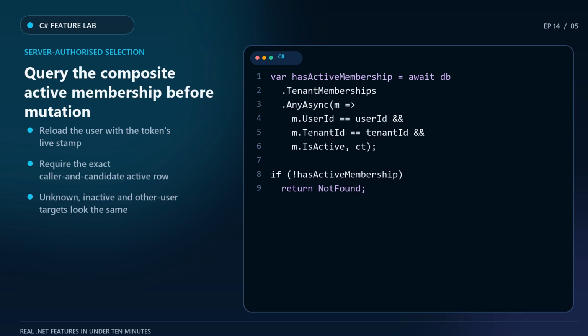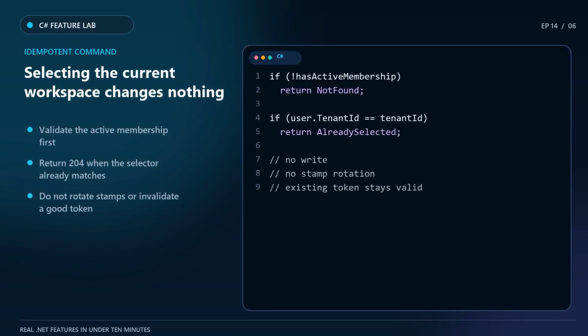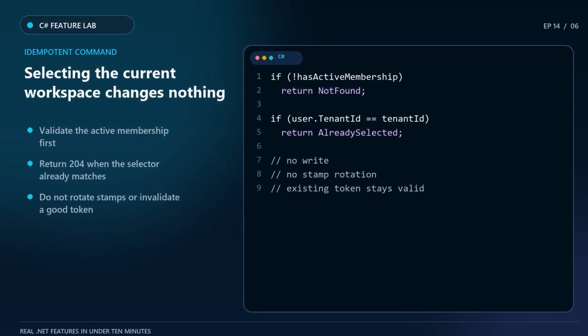Extra JSON properties such as a forged user ID, active flag, or version are ignored because the request record exposes only tenant ID. The active stored row makes the decision. A repeated selection is a command that has already reached its desired state. We still validate the active membership, because an inactive selected row must not be treated as success. When the selector already equals a proven active candidate, the store returns already selected without writing. The endpoint maps that to the same 204 response as a successful change, making retries simple for clients.